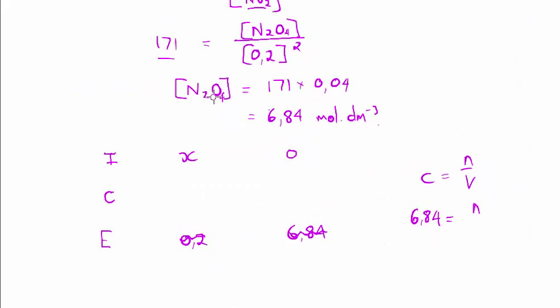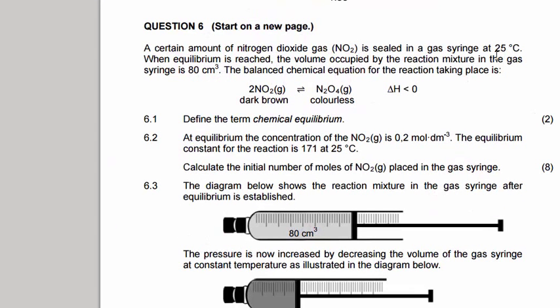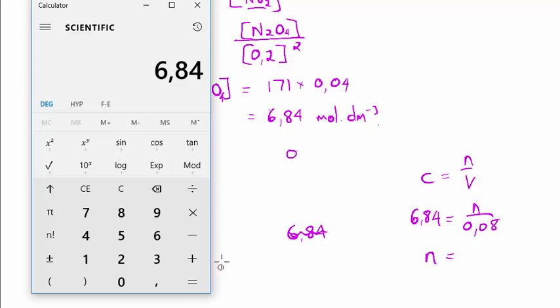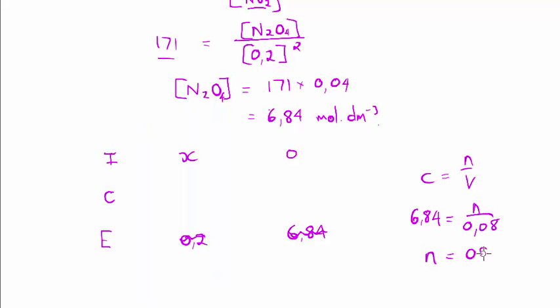So if I know the concentration of dinitrogen tetraoxide, the volume is given as 80 cubic centimeters, which again must be divided by 1,000. So moles is this times 0.08, is 0.5472. So that's how many moles was added.